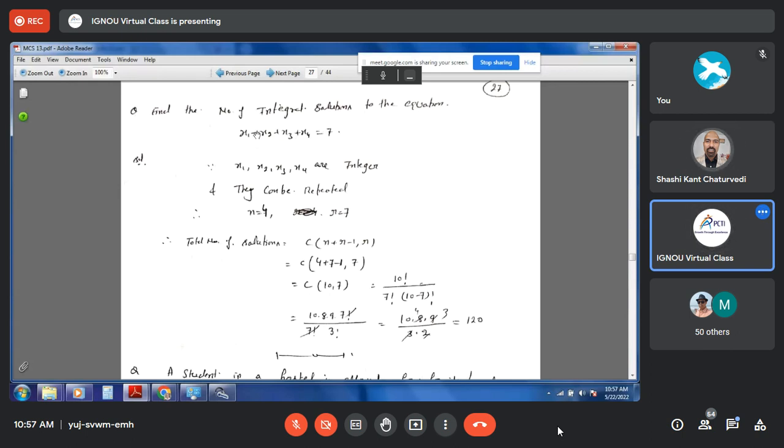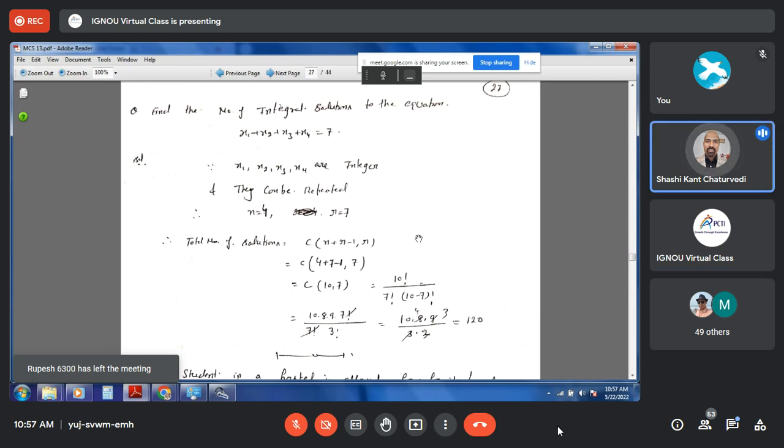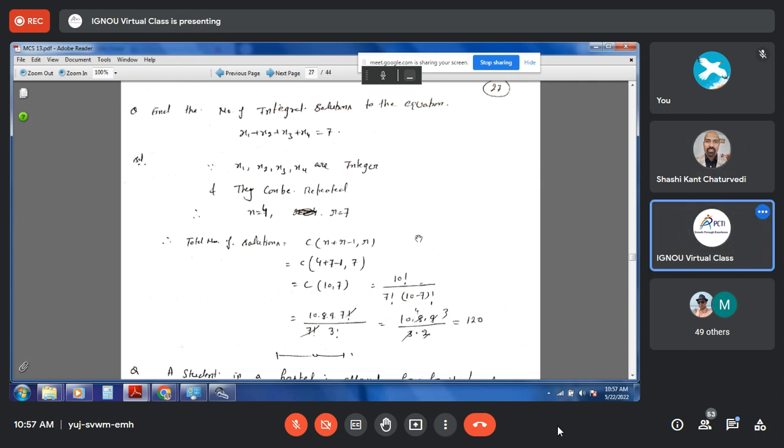See, 1 plus 1 plus 1 plus 4 is equal to 7. 1 is repeated 3 times. It means these integers are repeated. If the objects are repeated, then we use this formula in place of C and R. And when they are not repeated, then what would be the formula? Then C and R, the previous one which we were discussing.